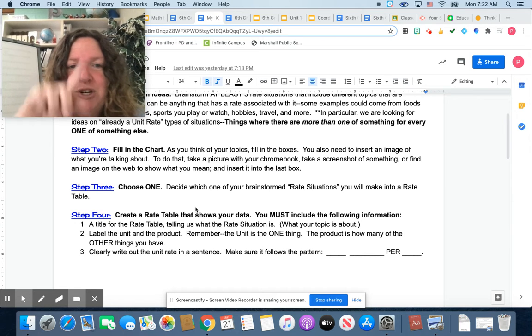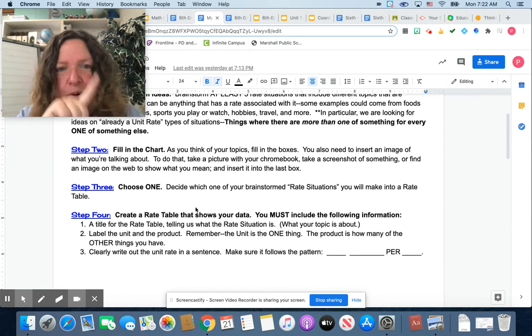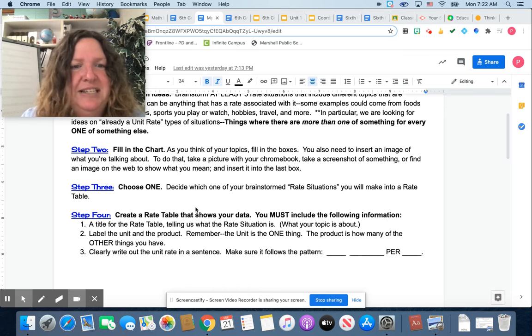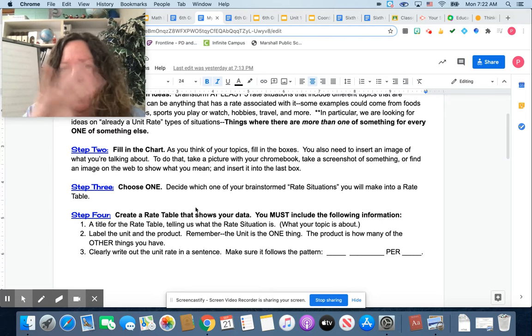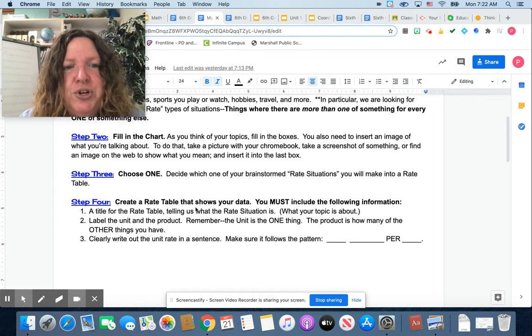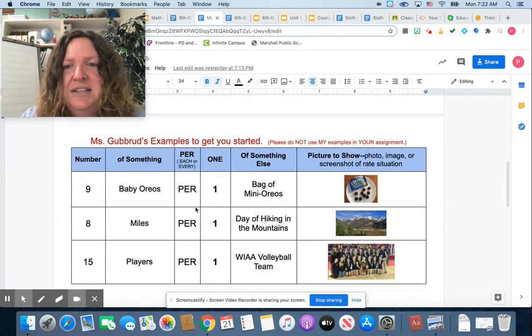Then step 3, you're going to choose one of your topics, whichever one you want, and make a rate table on that. From that information, you're going to make a rate table that has all the information that a rate table should have. So let's look at my example here.